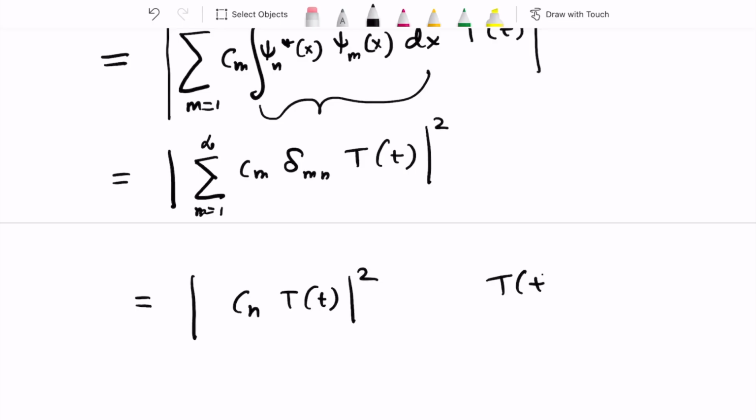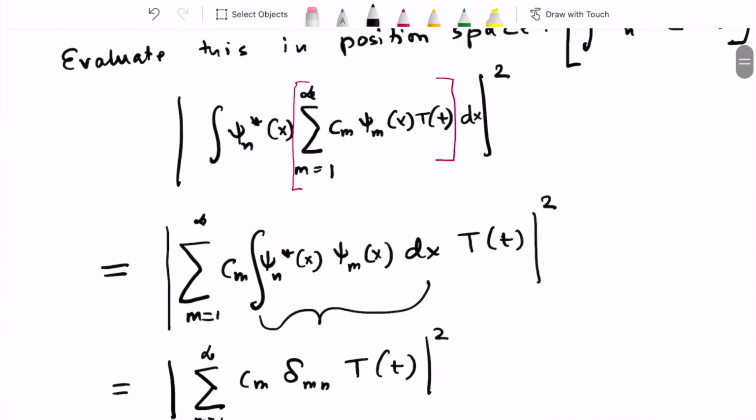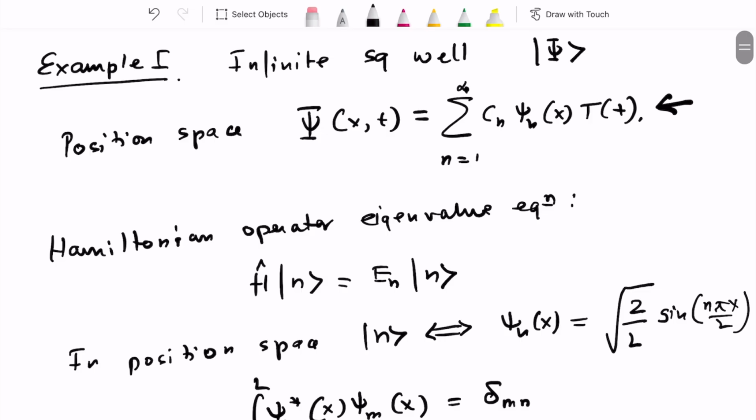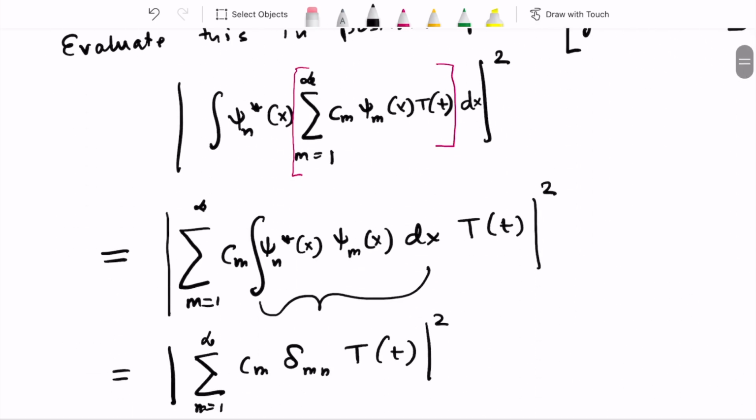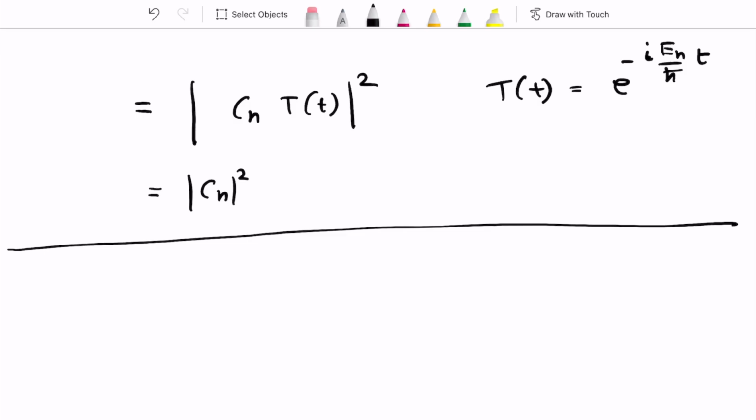Now what was the T of t? We know the T of t very well. It's just e to the power of minus i En divided by h bar times t. So that's our T of t. And when you take the complex conjugate squared of that, it's just going to become 1. So the answer is just going to be cn squared, and that's exactly what we expect in this case. We know that the probability of finding the particle in a particular eigenstate is just this coefficient cn, complex conjugate squared. We'd seen that earlier. So the general statistical interpretation tells us what we expect.